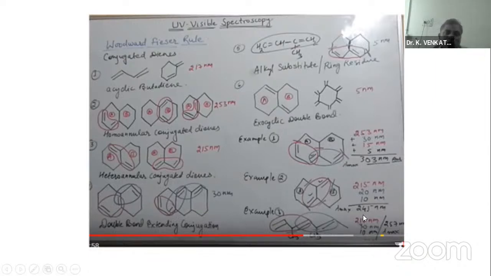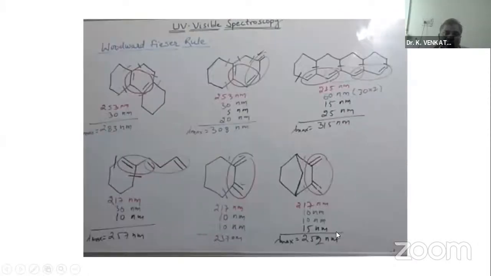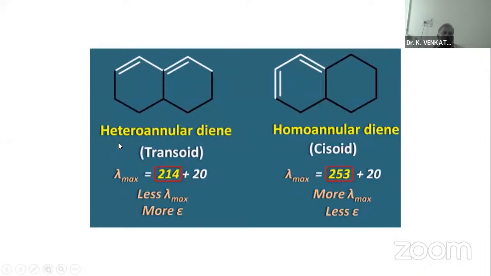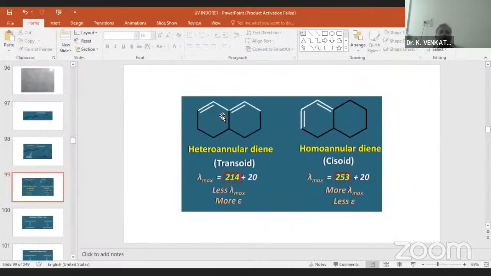So 4 into 5, 20 nanometers. And how many exocyclic double bonds are present? 2 exocyclic double bonds are present. So the total is 245 nanometers. Okay, no problems. So this is an example of the heteroannular diene.